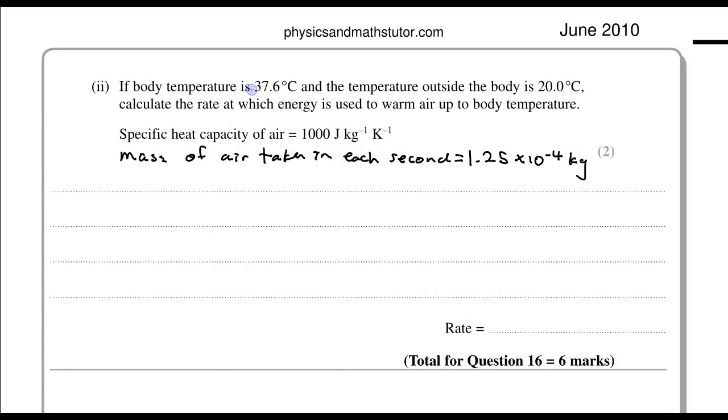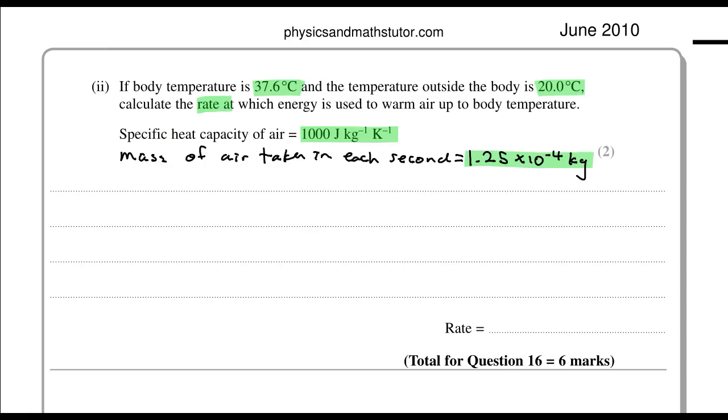If body temperature is 37.6 degrees Celsius and the temperature outside the body is 20, calculate the rate at which energy is used to warm air up to body temperature. We are given the specific heat capacity of air, 1000 joules per kilogram per Kelvin, and in the previous question we found that in each second the mass of air taken into the body is 1.25 times 10 to the minus 4 kilograms.